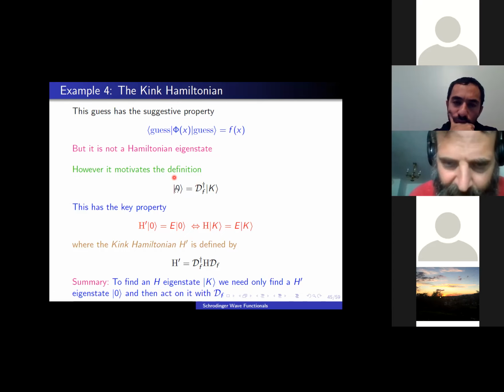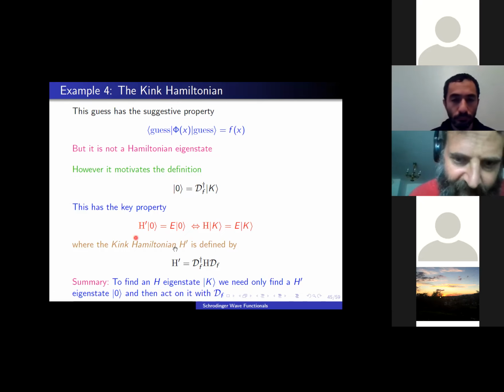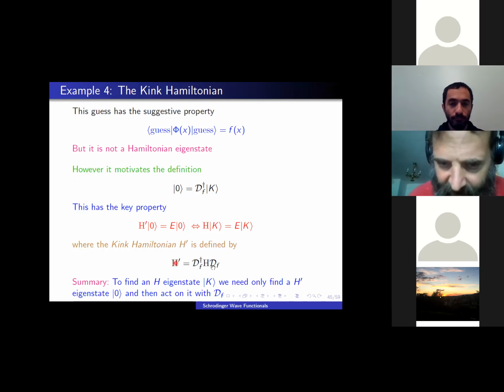So why would we do that? Why do we define this new state 0? Well, we want to find K. K is a Hamiltonian eigenstate. And the key is, since K is a Hamiltonian eigenstate, we can find 0 because 0 is an eigenstate of something else called the kink Hamiltonian, which is just related by similarity transformation to the original Hamiltonian. So we're changing this harder problem to an easier problem.